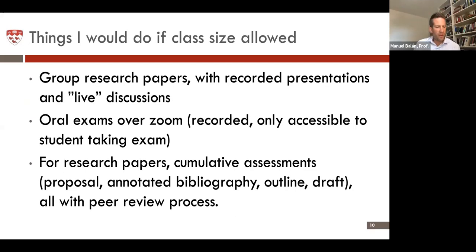So let me finish up with what I would do if I were teaching a different class, things that I would like to do. So I'm a big fan of group work, and so if I had the capacity to manage this, I would have them do group research papers with recorded presentations and live discussions of those presentations. This is a format that I've used before and I really enjoy and I really like. So this is one thing that I would do.